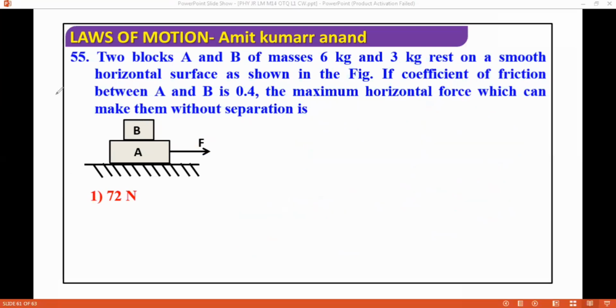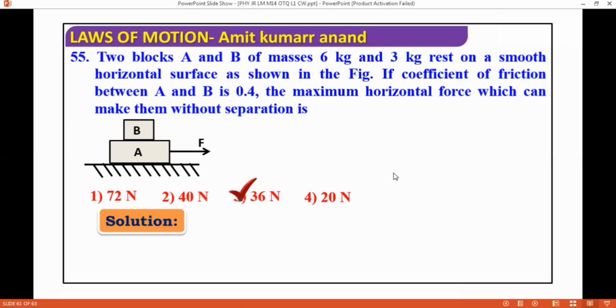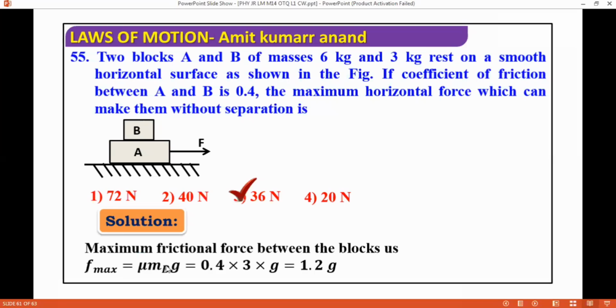Again, I'm showing you the calculation part. Let's show the options here. So the maximum friction force between the two blocks will be, again, mu m g. You will just put the values and you'll get the answer. This is the maximum frictional force between the two blocks. Yes or no? But the question is asking us for the maximum horizontal force.